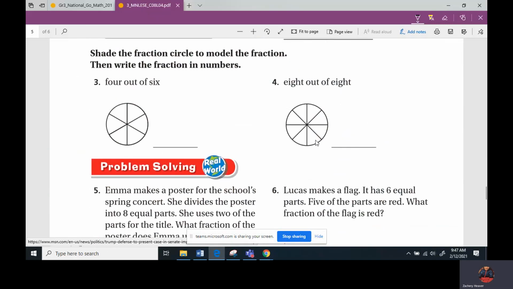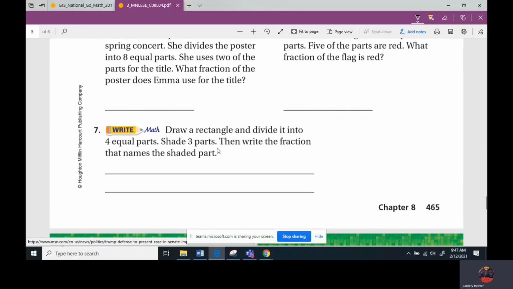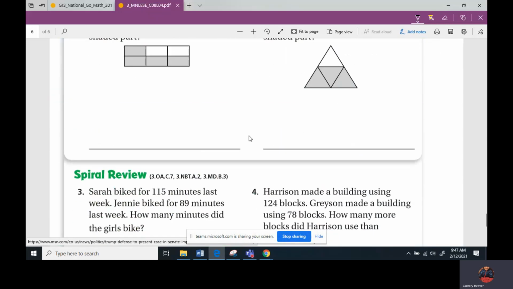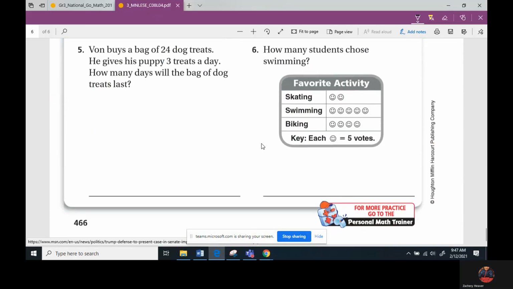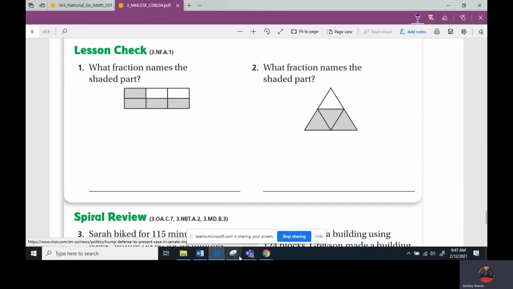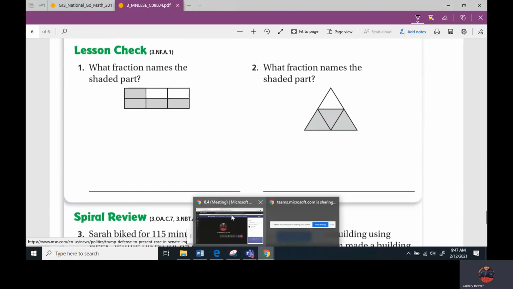So I did that one for you. You guys definitely can do the rest. You guys can definitely do 7, and the back should be pretty easy. Other than that, guys, have a good and safe weekend.